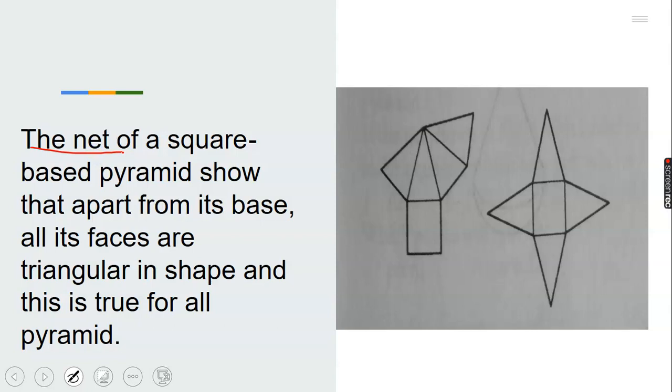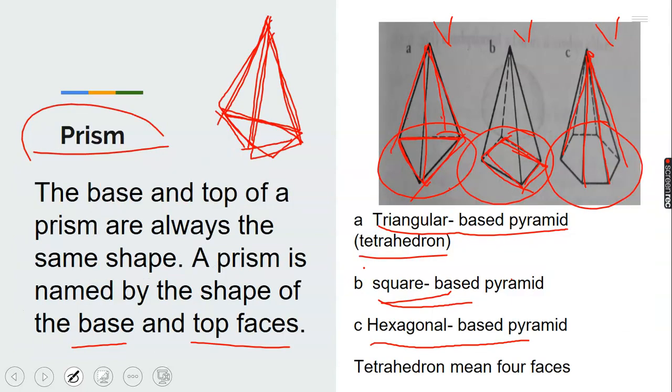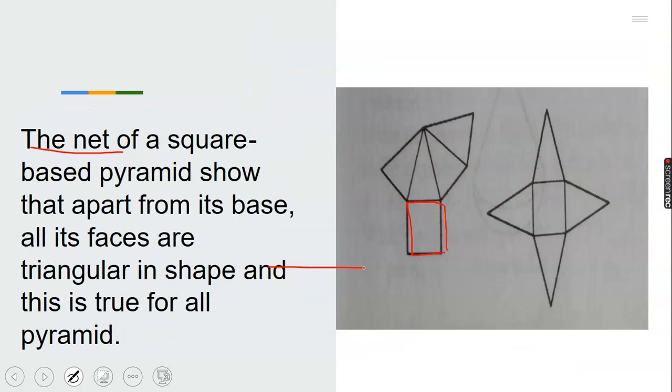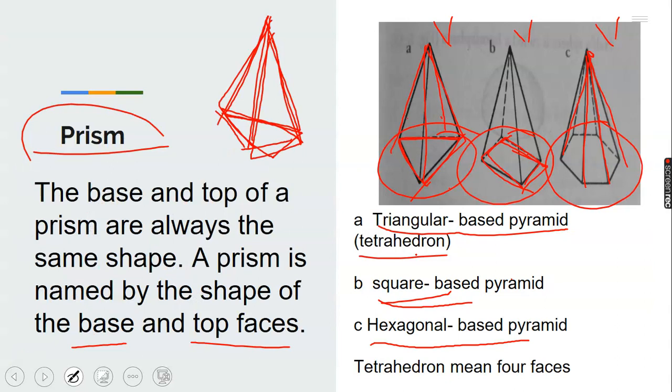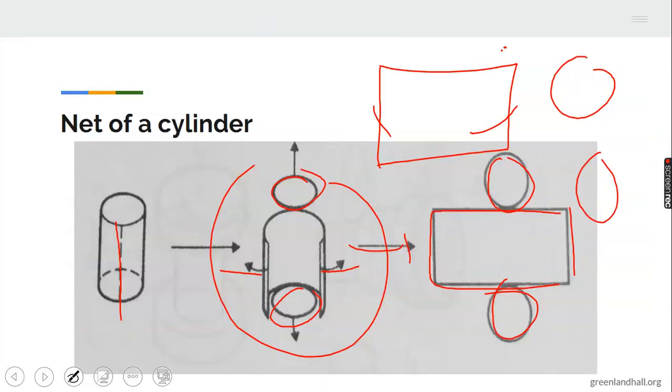The net of a square base prism. Look at this, this is a square base prism. By the time you cut along one line, you would have opened up the prism into its net. Depends. You can open up along this line or along the face.